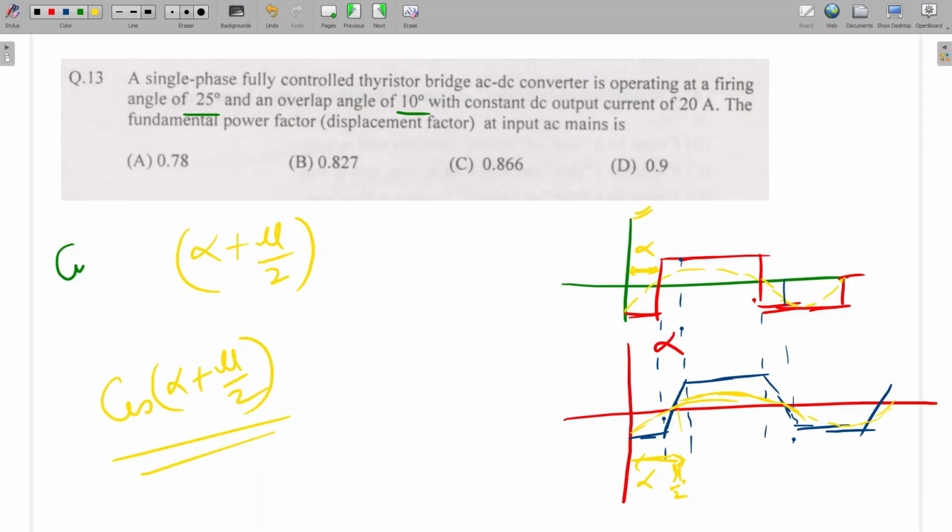Can anyone reply? Yes, sir. So what will be the value? It will be alpha how much? 25 plus 5, so cos 30. Cos alpha is 25, mu by 2 is 10 by 2, so 30. So it will be 0.866. C is the correct option. Okay.